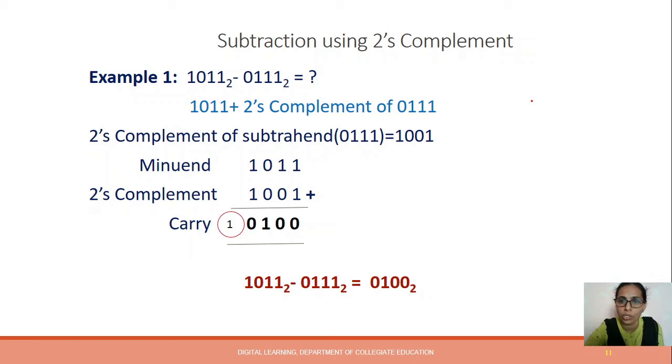So here the 1's complement of 0111 is 1000. Add 1 with the 1's complement, you will get the 2's complement. So here it is 1001. So this is the 2's complement of the subtrahend. So add this 2's complement with the minuend.